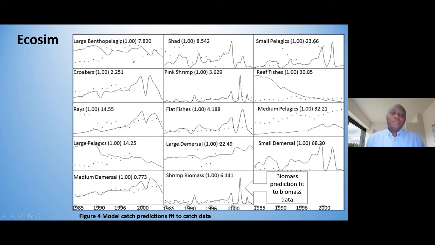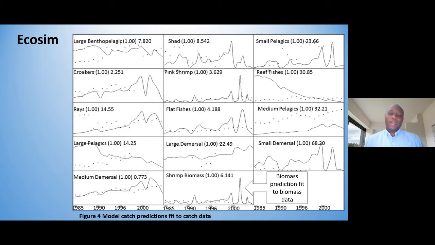As you can see, some of the modeled groups fit well to the data, while others did not fit so well. Particularly if you look at medium demersals, I had very good fits. Same thing for large benthopelagics, croaker, pink shrimp, shad, and yeah. But other groups did not fit so well, particularly small demersals and reef fishes.